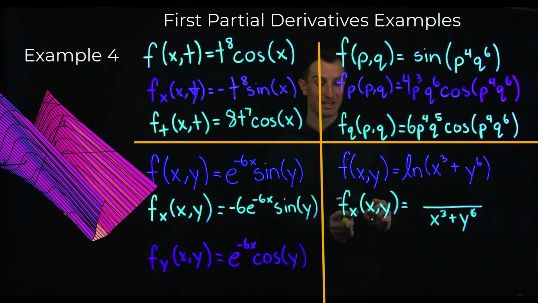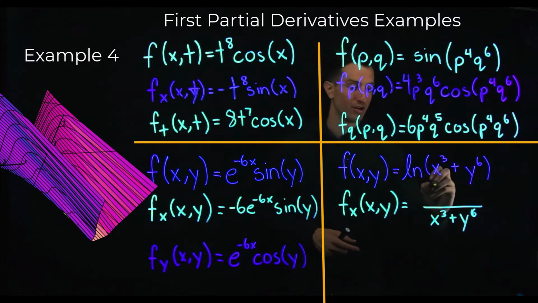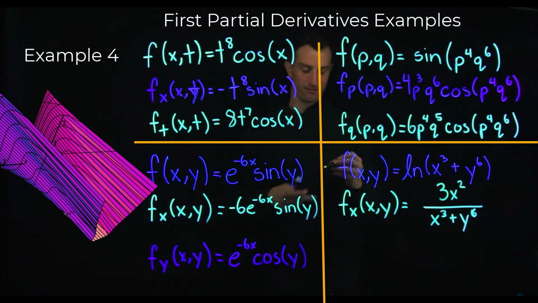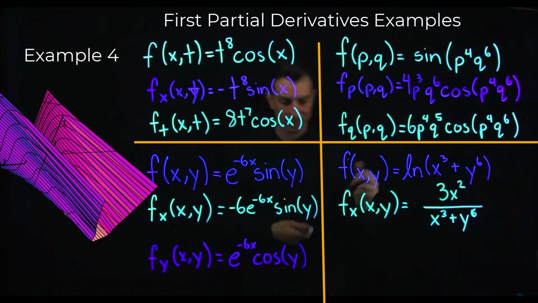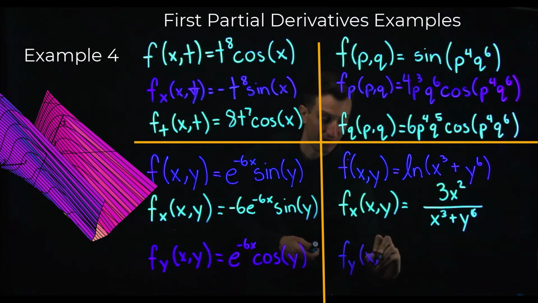And since we're taking the partial derivative with respect to x, we're taking the derivative of the inside with respect to x and putting it in our numerator. So in this case, 3x squared. Easy enough. We will mimic the same thing for f sub y. I have to get a little low here. F sub y of x, y.